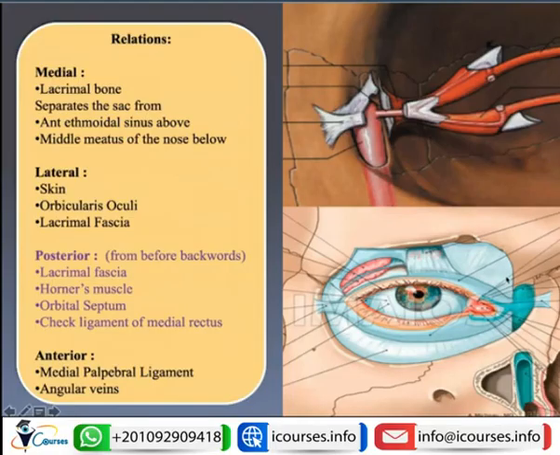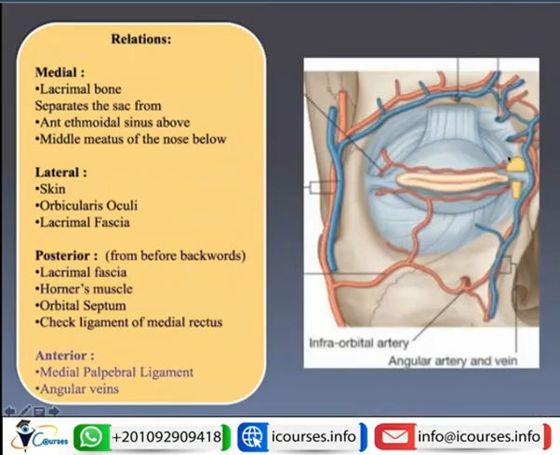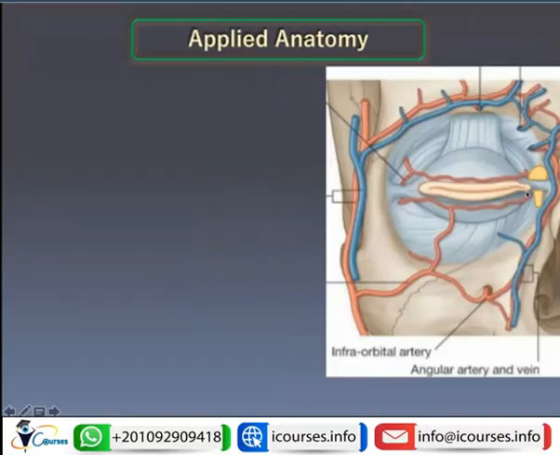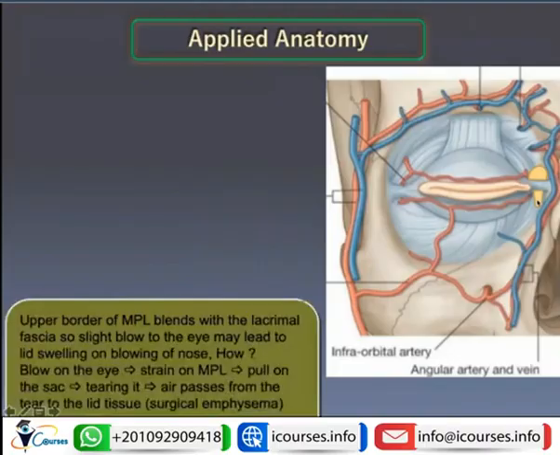And the medial check ligament of the medial rectus. While anterior to the sac, there will be the angular vein, which has a very important relation to the sac, as we will see in the applied anatomy. And in front of the sac, there will be the medial palpebral ligament, as we said earlier. The blood supply of the lacrimal sac comes from the dorsal nasal artery. Now the applied anatomy of the lacrimal sac.